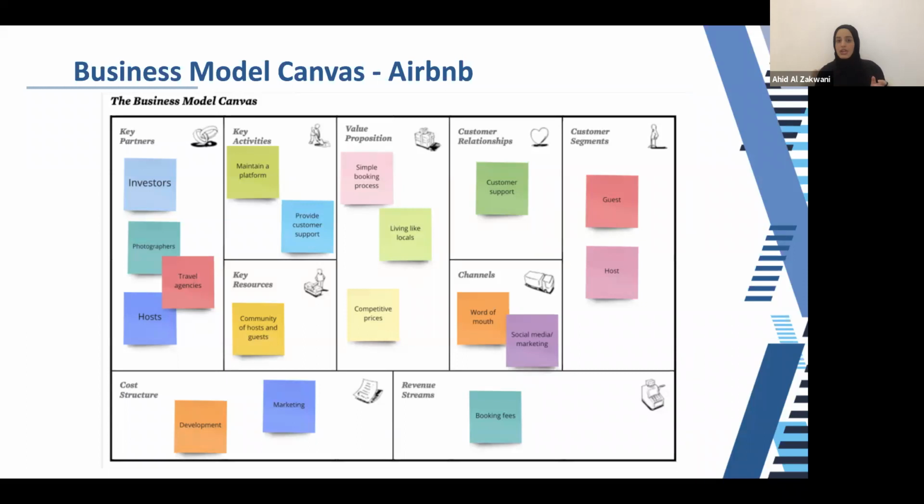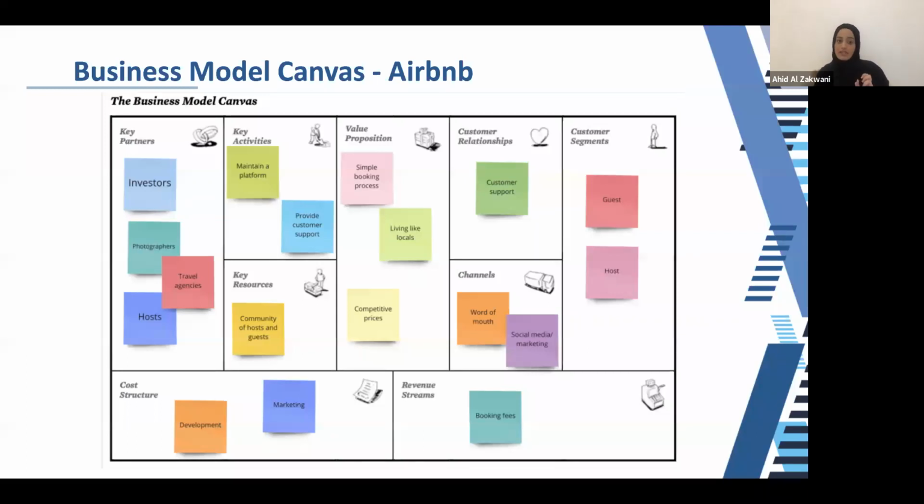Business model canvas for Airbnb. Business model canvas is basically a representation of your business plan. It can be documented in a number of pages, but it's always a good idea to have it in front of you so you cover everything at a glance. It consists of 9 different sections. The first one is key partners, which are the third parties or different people or parties that will allow you to deliver your product. For Airbnb, for example, they have their investors to help them. They have photographers, travel agencies, and hosts.